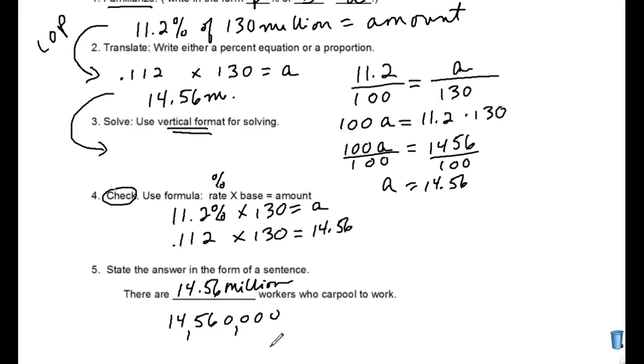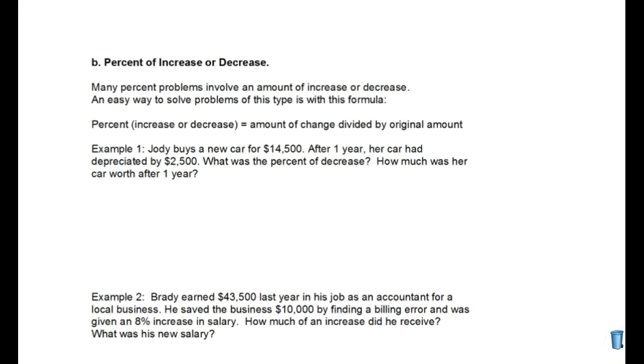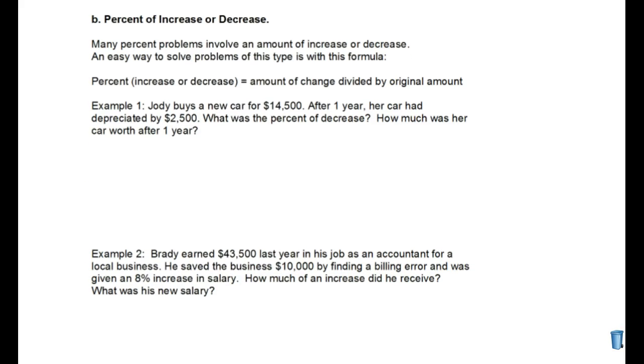14,560,000 workers. So that's one kind of problem you'll be doing, is problems that use percent. The other kind of problem that you're going to do involves percent of increase or decrease. And there's a couple of examples here that we can use to practice percent of increase and decrease. There's a little formula that looks like this. The percent, doesn't matter whether it's increase or decrease, equals the amount of change divided by the original amount. We're going to see that here in just a second in this first example.